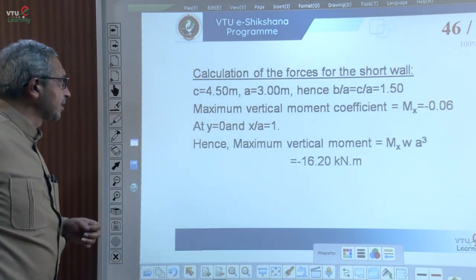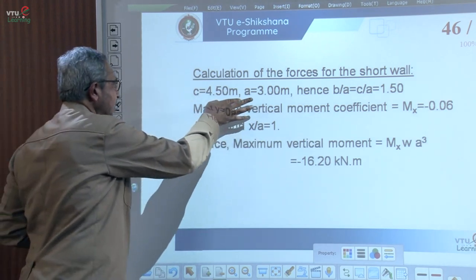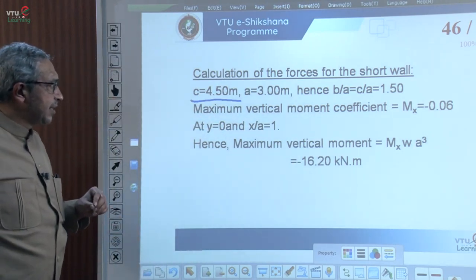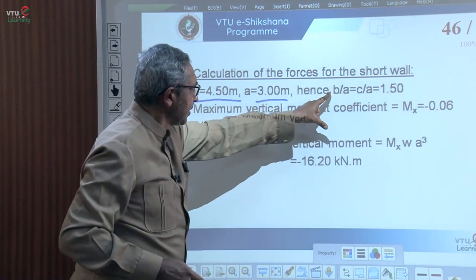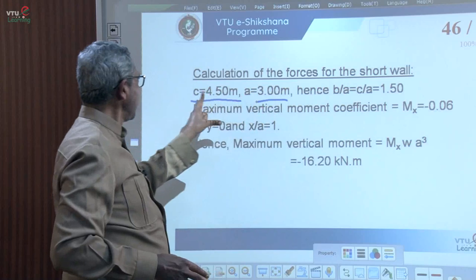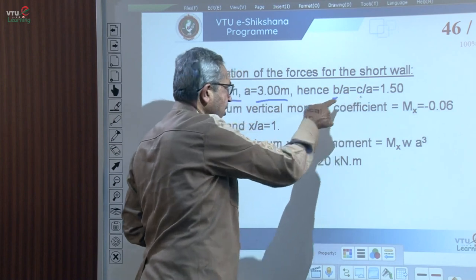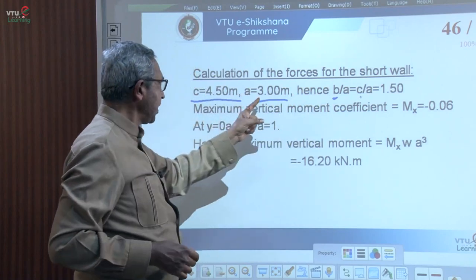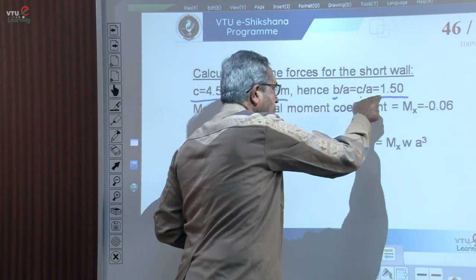Next, calculation of forces in the short wall. So C becomes 4.5 meters, because 4.5 meters is the dimension of the short wall, and A is actually 3 meters. For the ratio B by A, in the place of B, I will take the value of C. That is 4.5 by 3, and this comes exactly to 1.5.